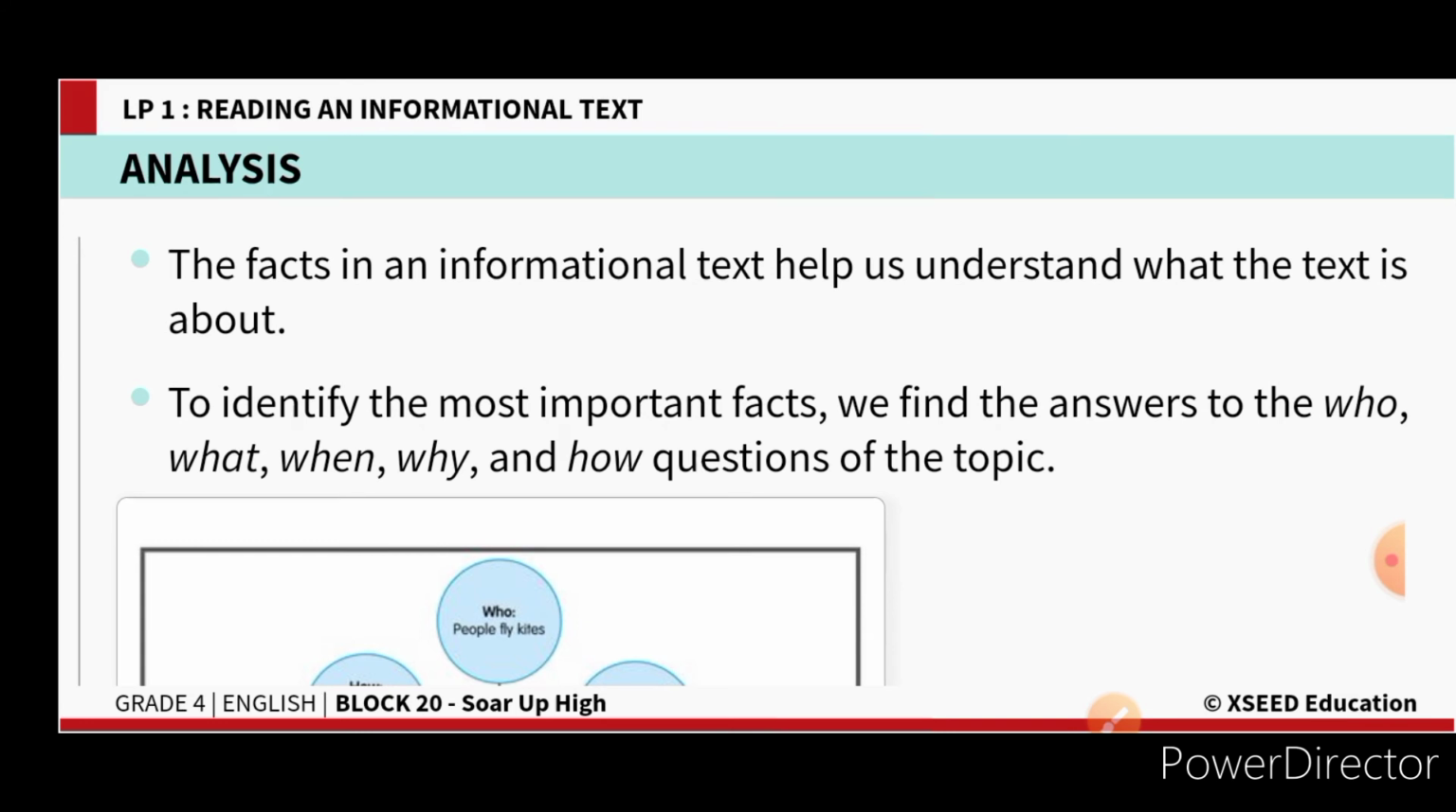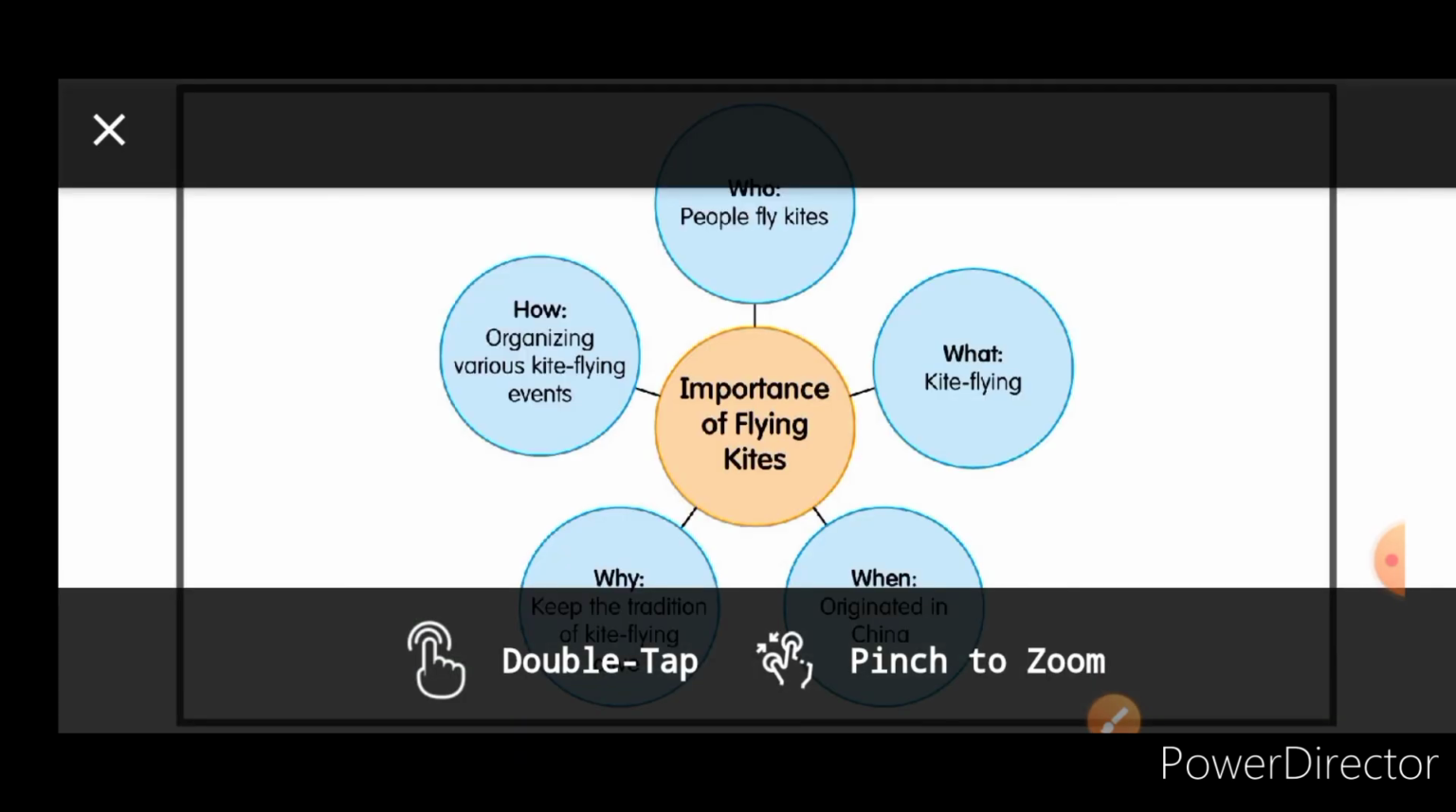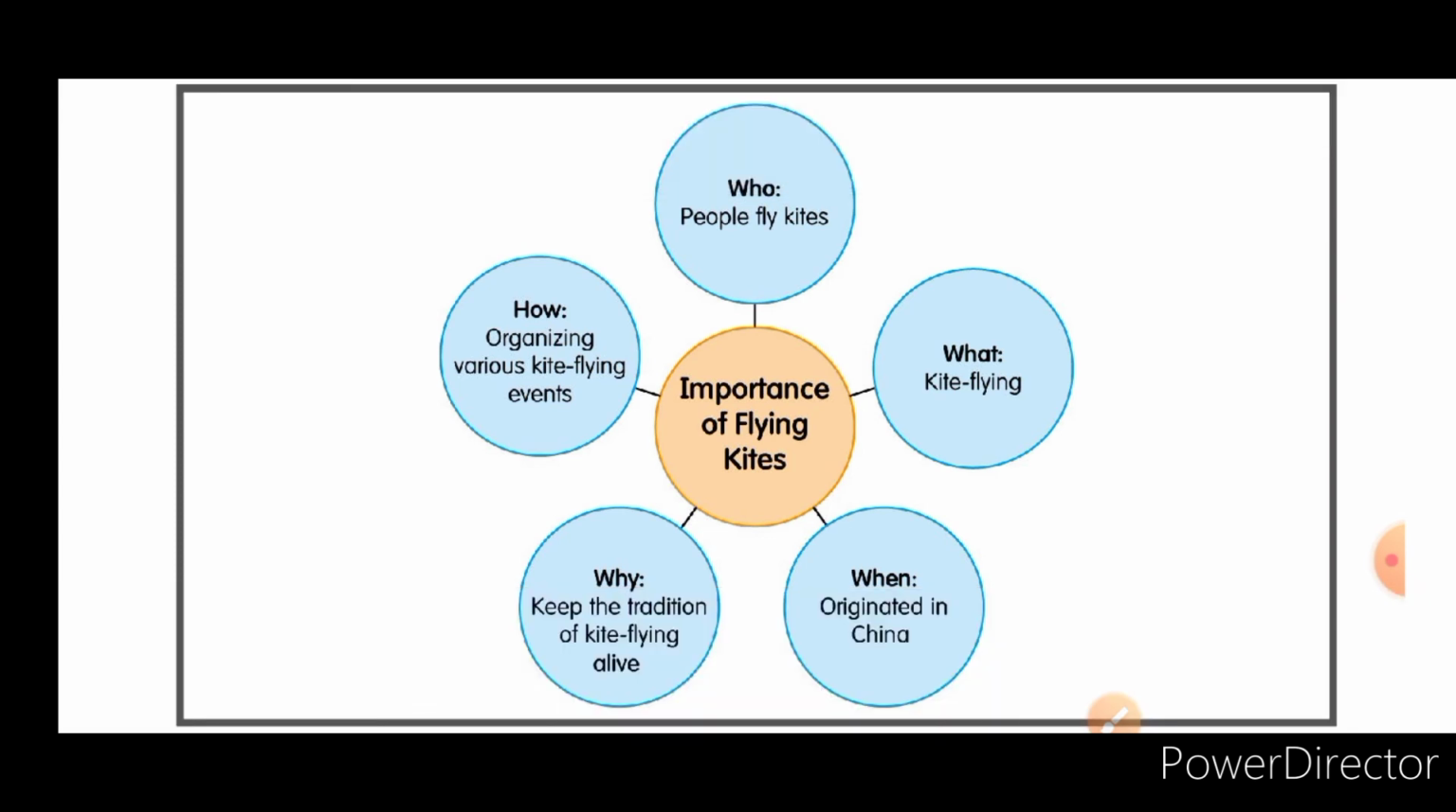To identify the most important facts, we find the answers to the who, what, when, why, and how questions of the topic. So, here is the organizer which tells you about the importance of flying kites. Who? People fly kites. What are they doing? They are flying kites. When did it start? It originated in China 2,000 years ago. Why is it so? It is to keep the tradition of kite flying alive.